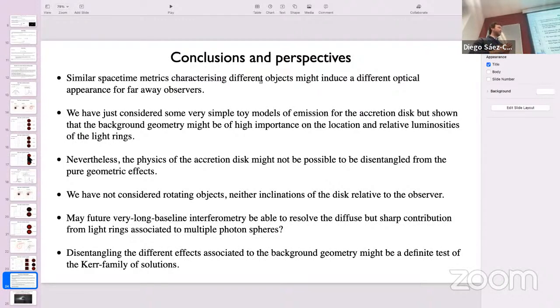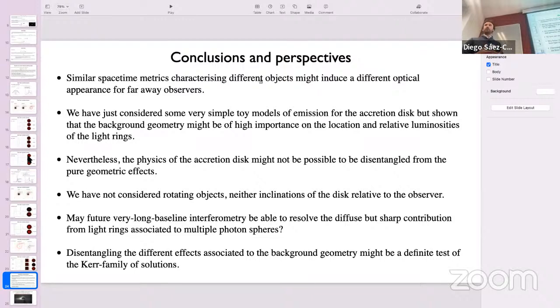But may future very long baseline interferometry be able to solve the diffuse but sharp contribution from light rings associated to multiple photospheres? Well, this is a question that we hope to be answered, not with the Event Horizon Telescope, but with the new generation of telescopes, because disentangling these effects may be the definitive test to the Kerr family of solutions.